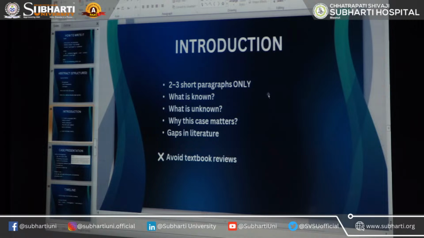For a case report, your introduction must convey that this is the body of literature, this is what's done, these are the current guidelines, and this is how my case stands differently. And I will be discussing this case now. So that's how your introduction must end.